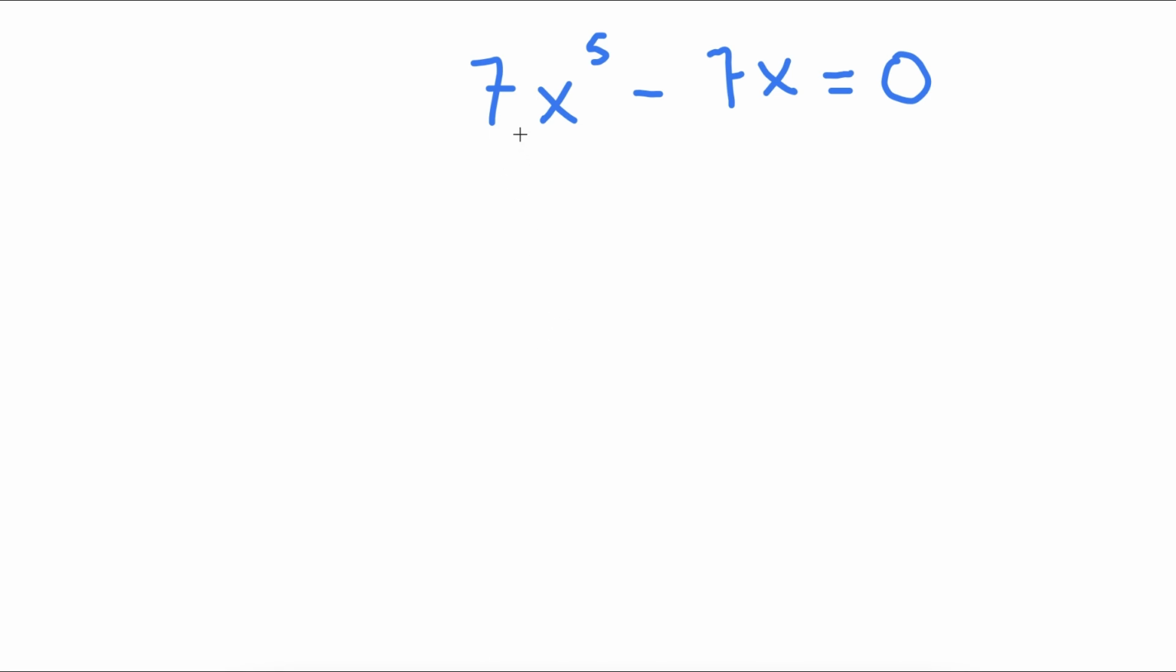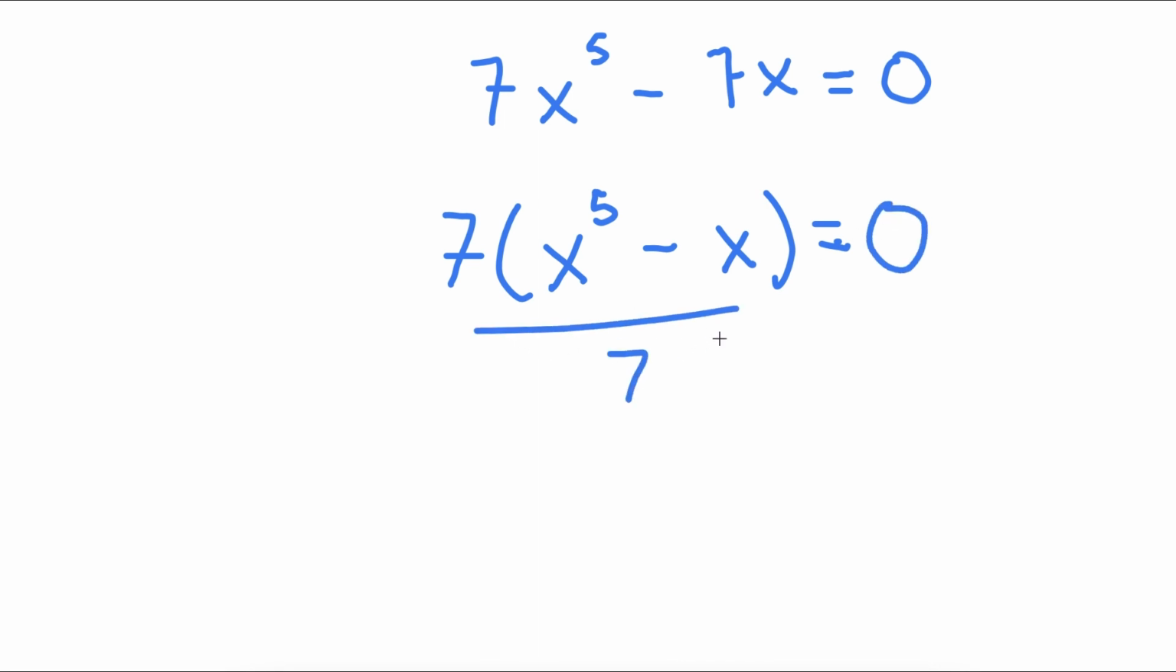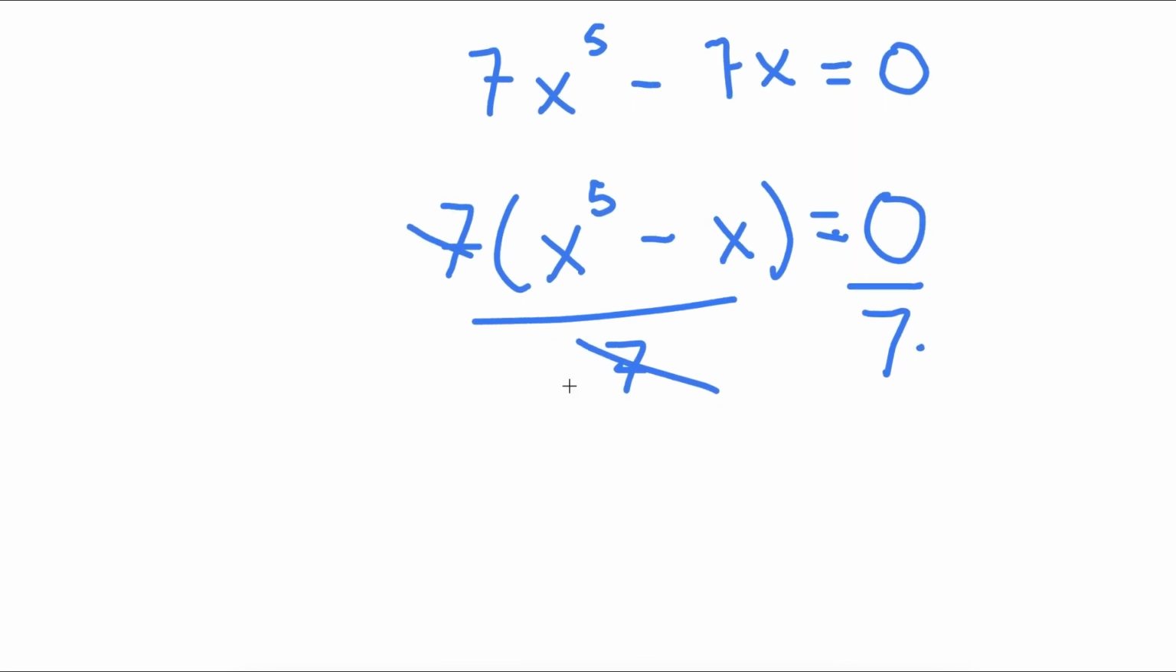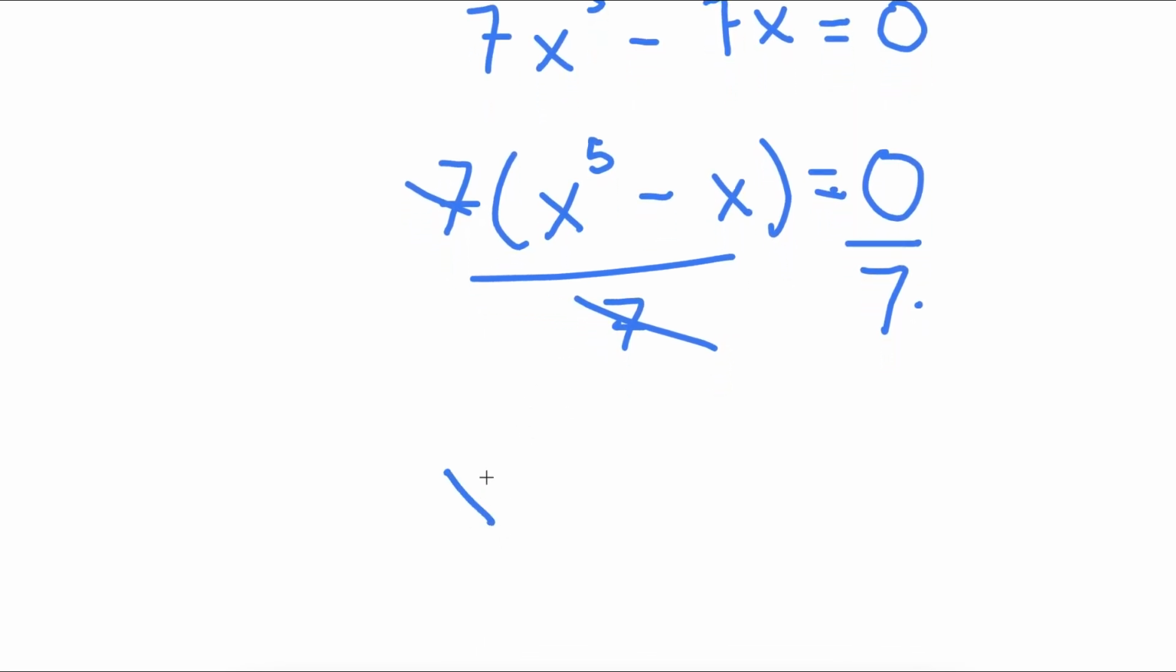Alright, so in this problem, I have 7x to the power of 5 minus 7x is equal to 0. So to solve this, I'm going to first start by factoring out 7. So now I get 7 times x to the power of 5 minus x is equal to 0. Now I can go ahead and divide both sides by 7. So then these two cancel out, and now I'll be left with x to the power of 5 minus x is equal to 0.